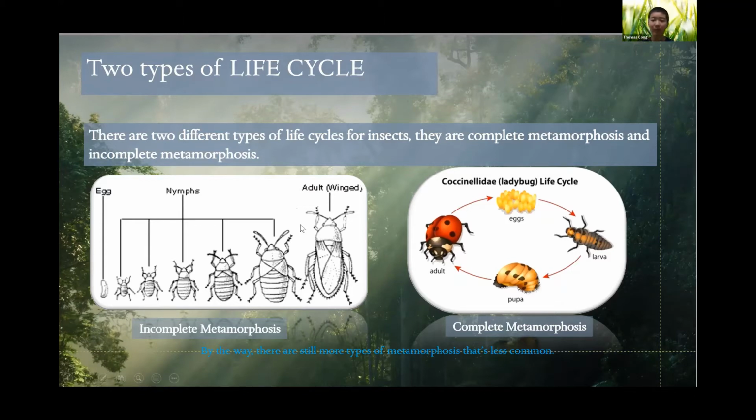And here is the other type of metamorphosis, called complete metamorphosis. In complete metamorphosis, the insect starts as an egg, so it's basically the same as incomplete metamorphosis so far. But then the egg hatches, and the baby form of this insect is called the larva, which is different from incomplete metamorphosis. And then they do basically the same thing.